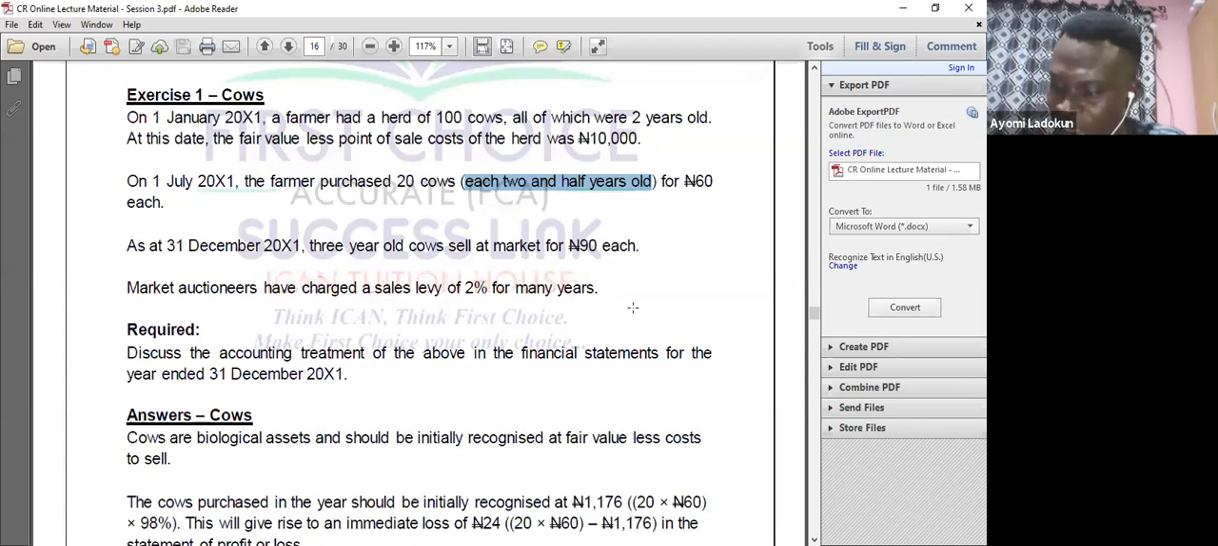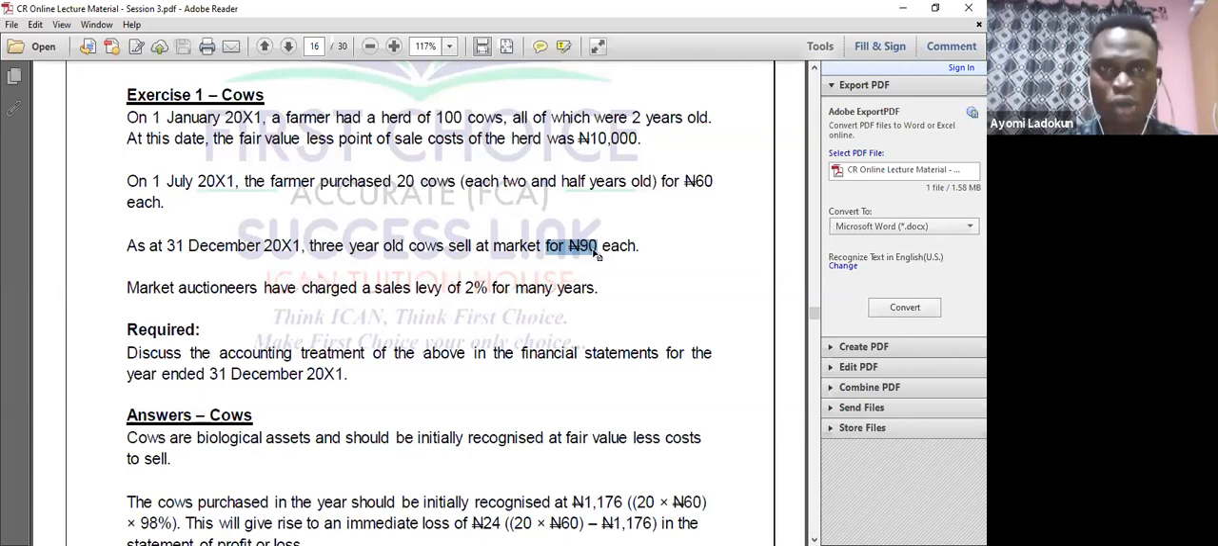You do 90,000 naira each, multiplied by 120 cows. Don't forget, we have 100 cows here, and we have 20 cows that were newly purchased. So I need to revalue all my cows to their fair value at the end of the year. That's what you are doing. So I'll now say 90, just write in your note, multiply by 120.